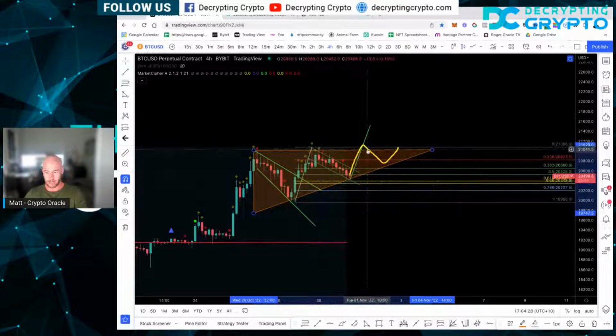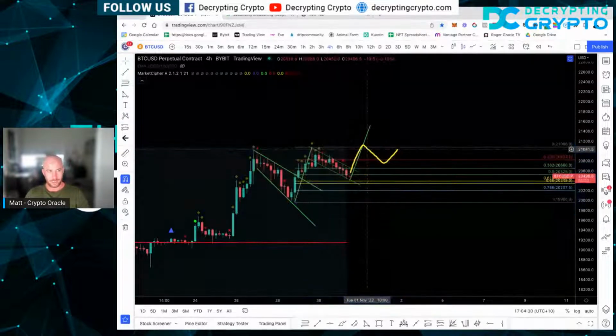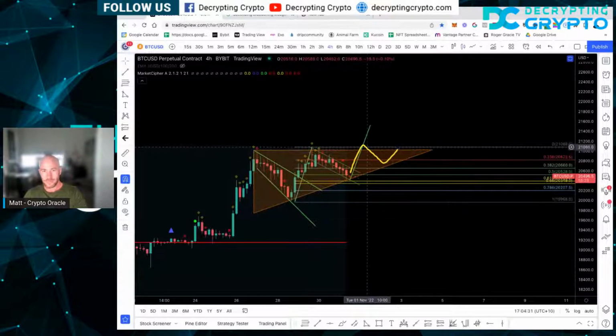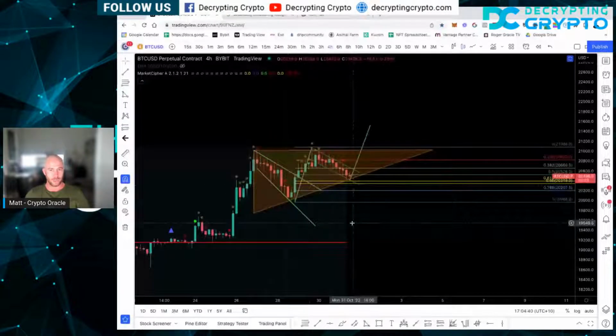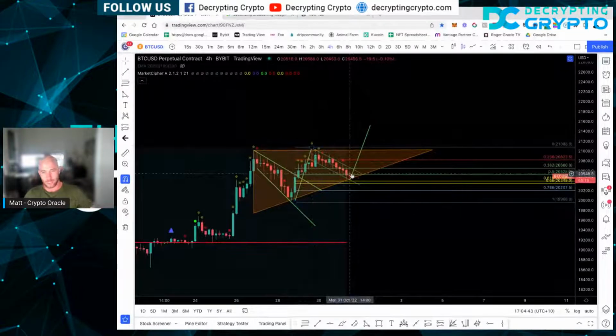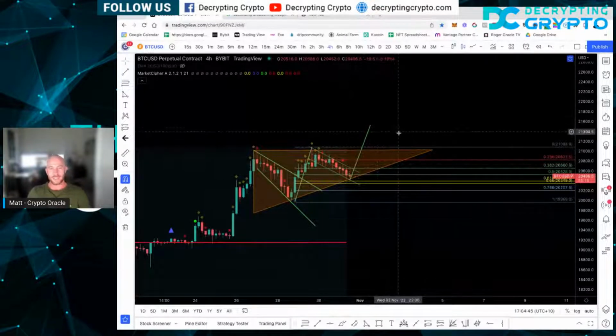Like I said, I expect this to possibly occur if we find resistance. It ends up being an ascending triangle, which is a bullish pattern, but we also have a descending broadening wedge and a bull flag position. So things are looking bullish.